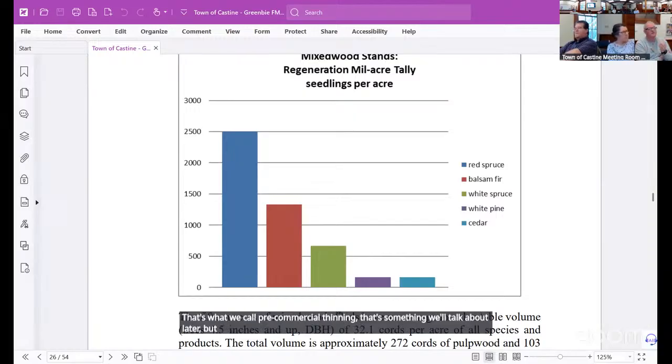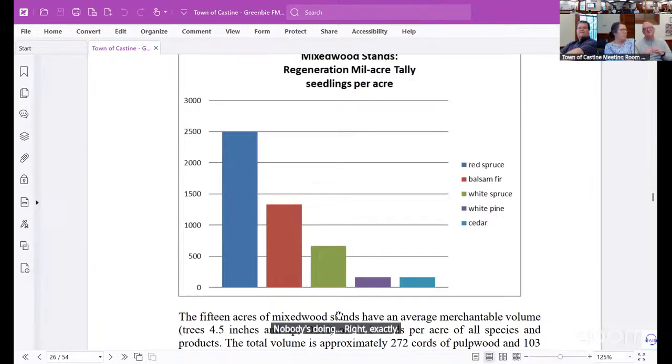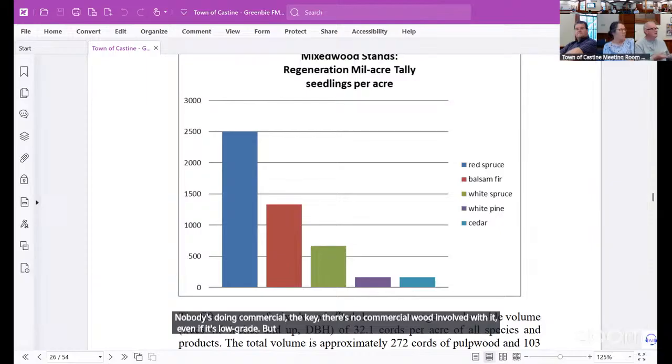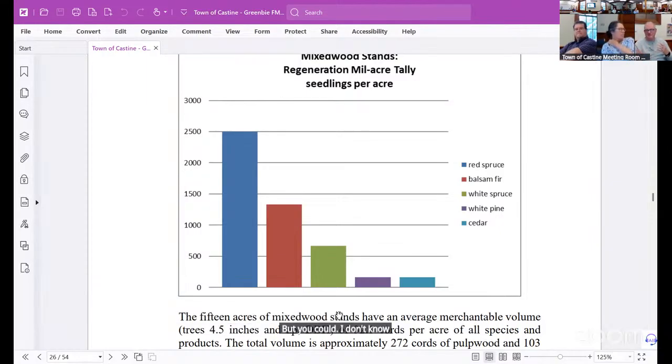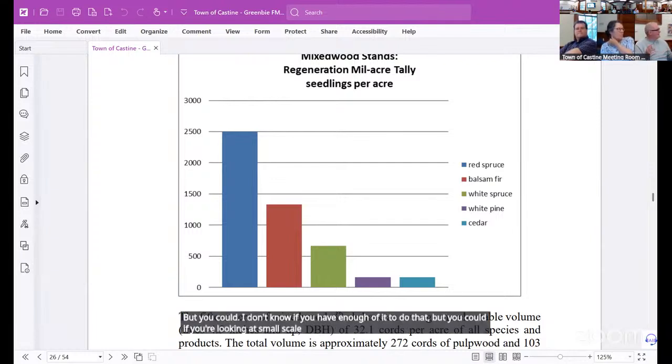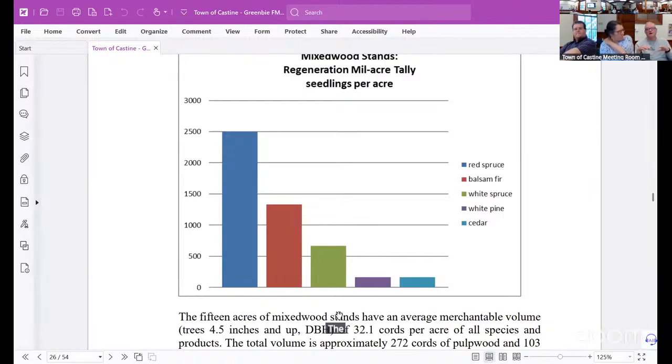Okay. If you wanted to only work in those, that's something you would do, but that is always a money cost. Nobody's doing it, because there's no commercial wood involved with it, even if it's low grade. Pre-commercial work, a lot of the time it's done with a brush saw. But you could, if you're looking at small scale, if we could find the right thicket. If you had a thicket with the red maple over the spruce that you wanted, you could go in and remove it, like you said.